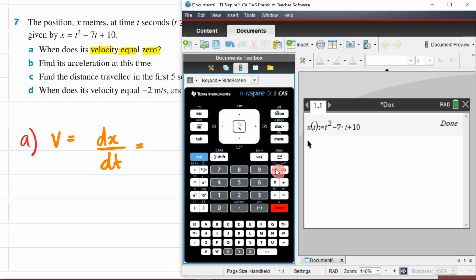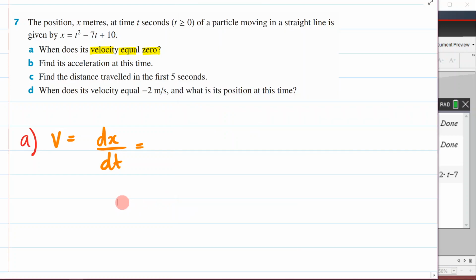Once I've done that, I'm going to do more than one step here. I'm going to say that my velocity, and I'm going to define it with control equals, is going to be equal to shift minus, differentiate with respect to t, x of t. So you've got to be careful here. That means my velocity, v of t, is going to be that. So let's write that down: 2t minus 7.